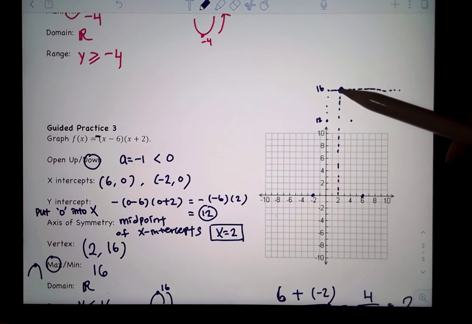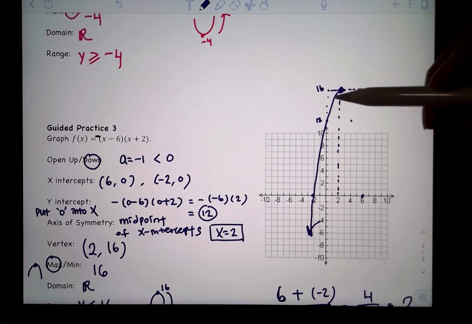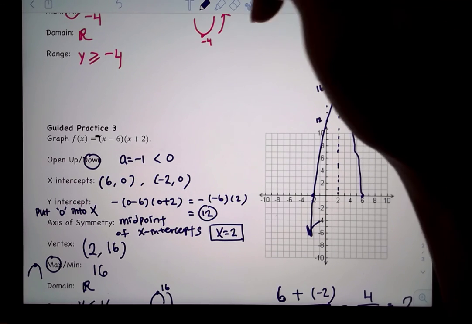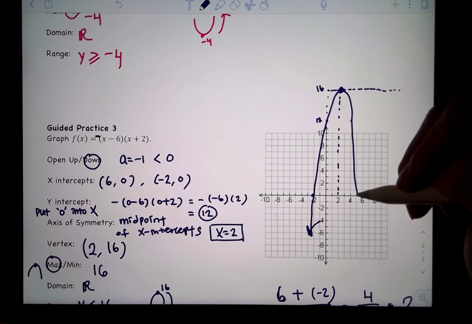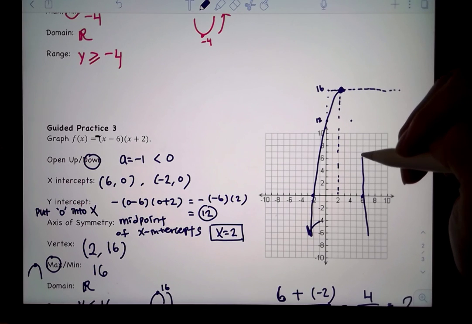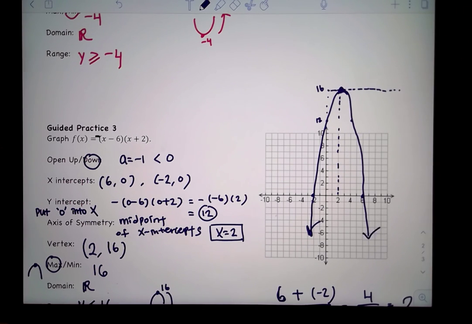Let's sketch. Oops. Let's go backward. Oh my god, it's ugly. Okay, so that's it.